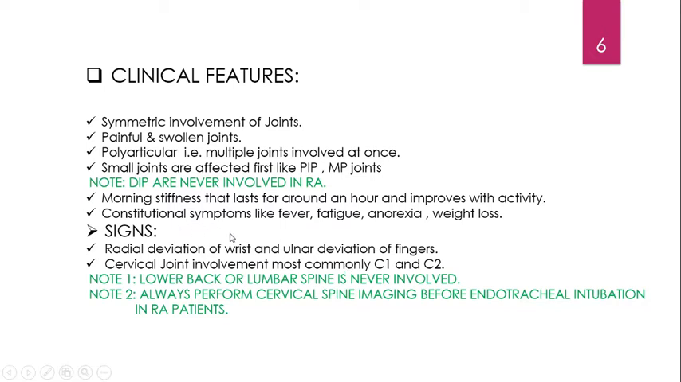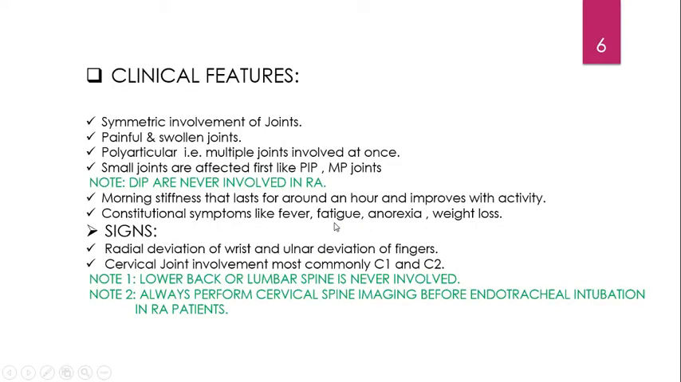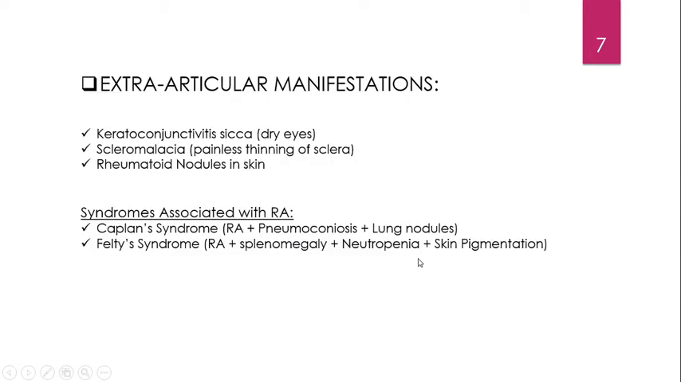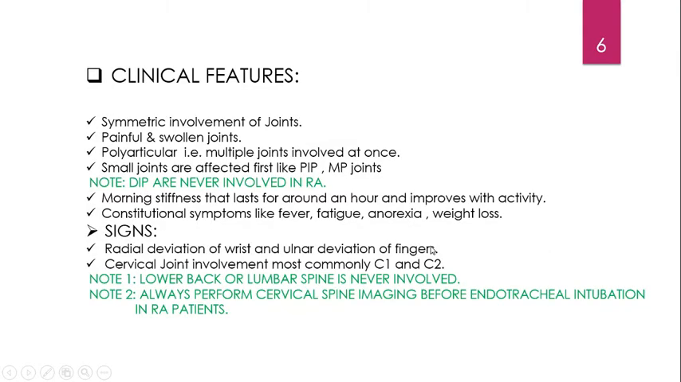There are also constitutional symptoms. Obviously, it is an inflammatory disease, so there will be fever, fatigue, anorexia, and weight loss. Signs: there is radial deviation of the wrist and ulnar deviation of the fingers. Here you can see that the wrist joint is deviated radially and the proximal interphalangeal joints are deviated on the ulnar side. This deviation is because of the myofibroblasts which are present in the swollen joint and cause contraction of the joint, leading to deviation.